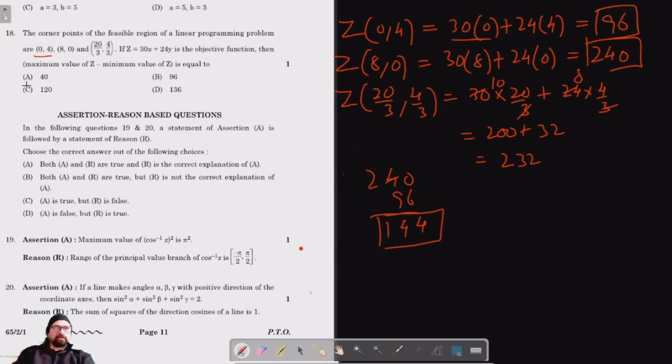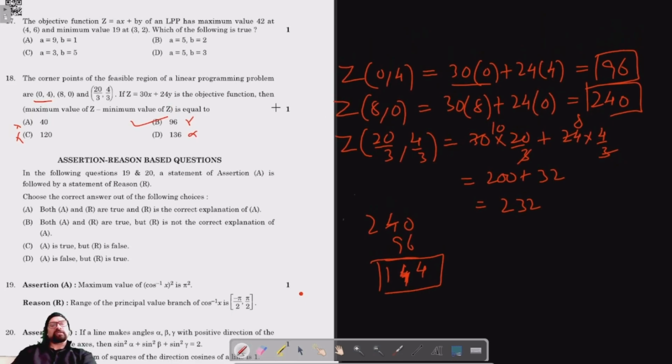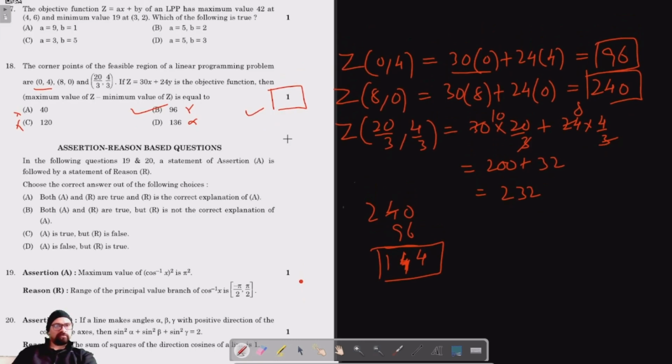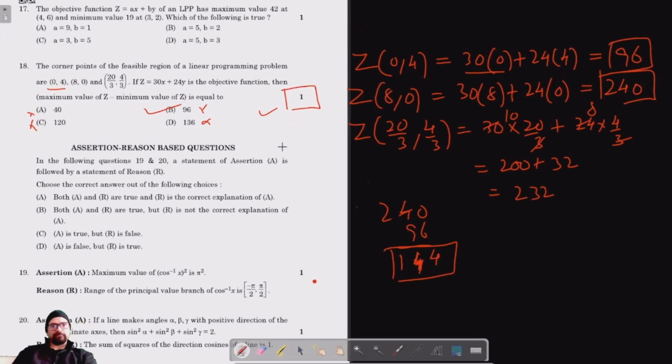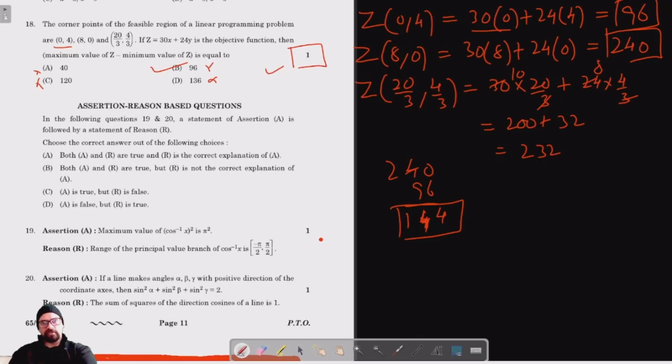But we do not have any option here that says 144. So in this case, I would suggest to mark any of the options, because if you have attempted the question, then they may give you the marks, as they may not give you the marks if it's not attempted. Okay, let's move on to the assertion and reasoning based questions.